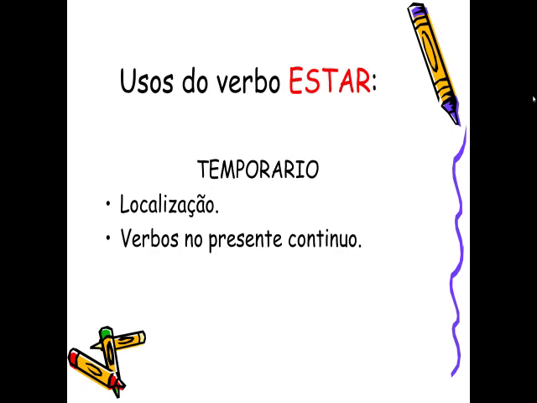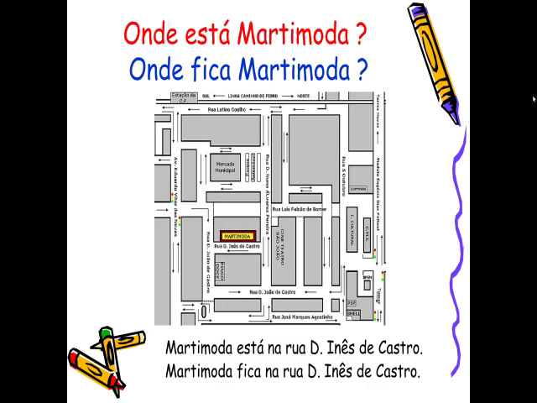Two uses of estar: to talk about the location of something or somebody, or the present progressive, the continuous, okay? For example, onde está Martin Moda? Martin Moda está na rua Dona Inês de Castro. You can also use verbo ficar instead of estar. Onde fica Martin Moda? Martin Moda fica na rua Dona Inês de Castro.